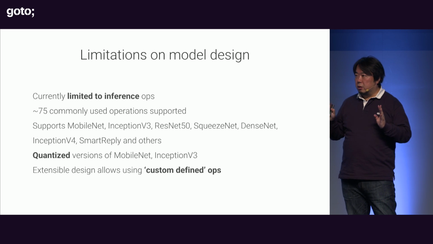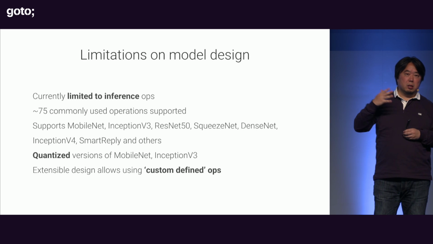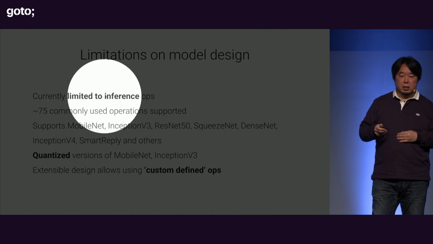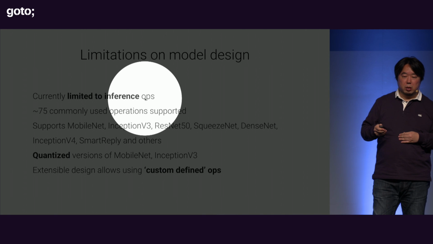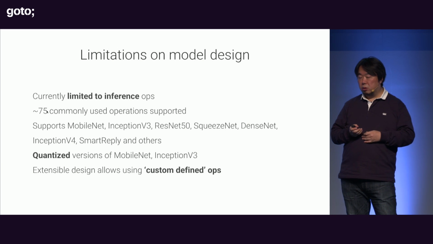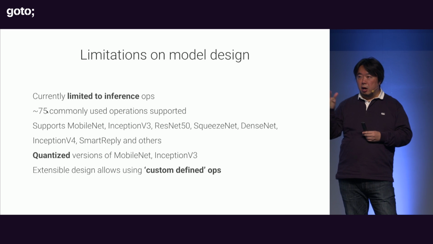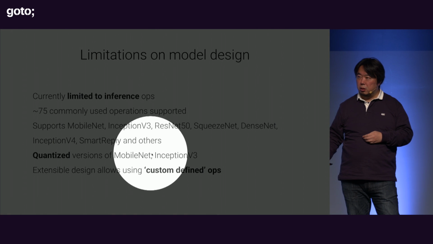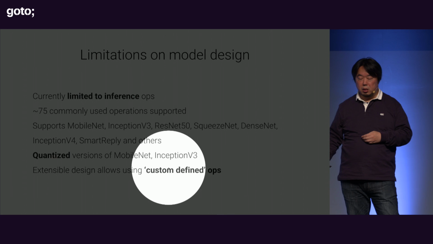But TensorFlow Lite still has many limitations compared with the original TensorFlow models. For example, it does not support all the operations of TensorFlow. We only support up to 75 commonly used operations. So if there are any other operations you want to use inside TensorFlow Lite, you have to use custom-defined operations by using the C++ API.